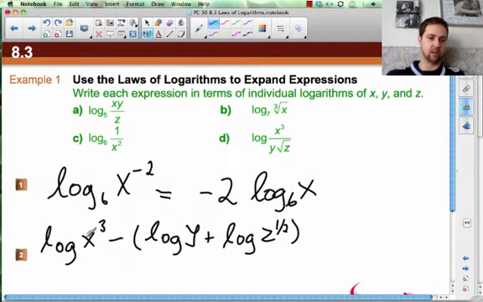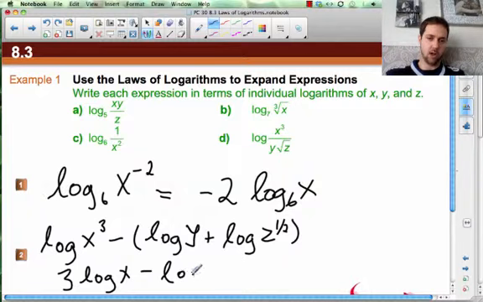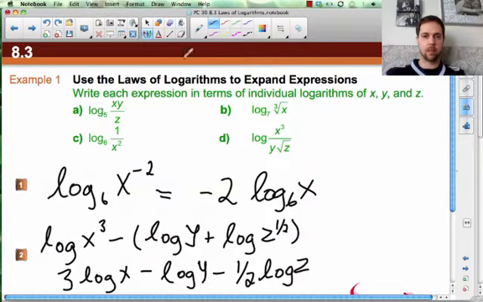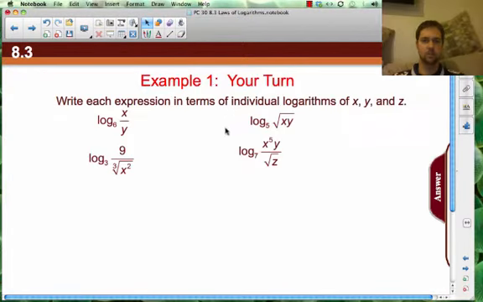Alright, now let's simplify this a little bit. M to the p, so that p comes out front. This is 3 log x minus log y. No simplification we can make here. That negative will get distributed here as well, so that becomes a minus. And this exponent we can drop out front and write as 1/2 multiplied by the log of z. And we're done.